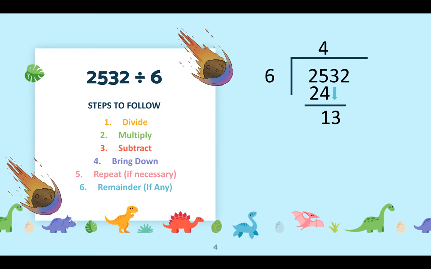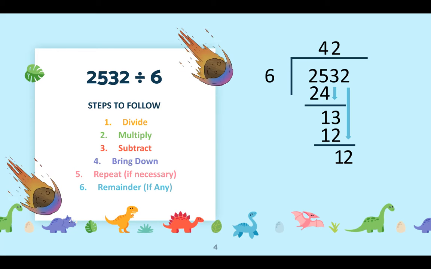Now we're going to be dividing 13 evenly by 6, and 6 can go into 13 exactly 2 times. So now we multiply 6 by 2, and that should give us 12. Then we do step 3 all over again, and we subtract. That should give us an answer of 1, and we repeat the process by bringing down the number that follows. So we're going to bring down the 2, and that should give us 12.